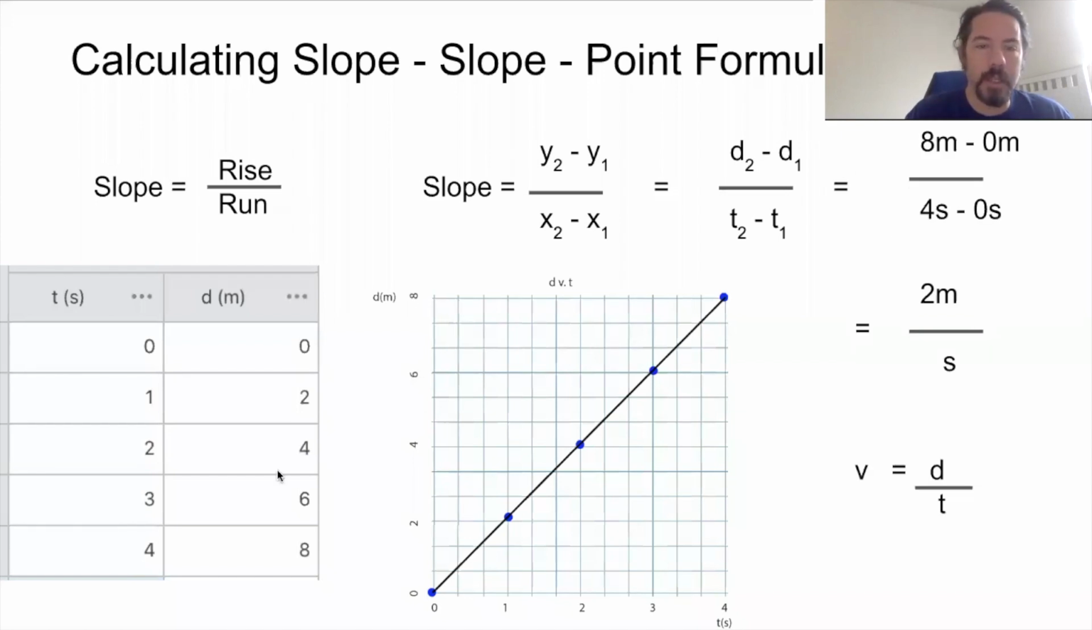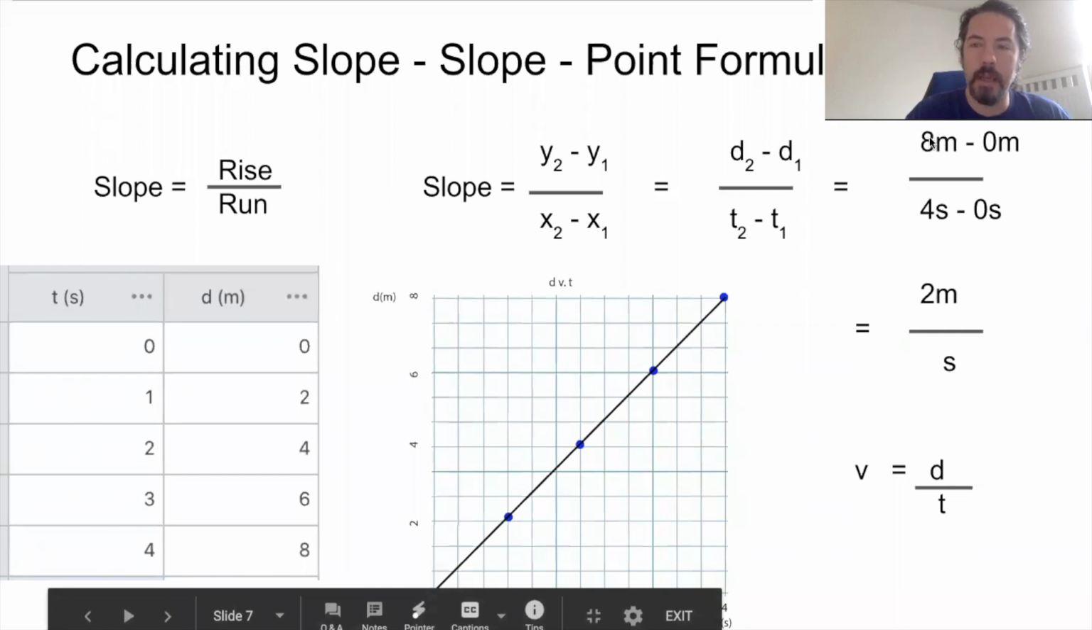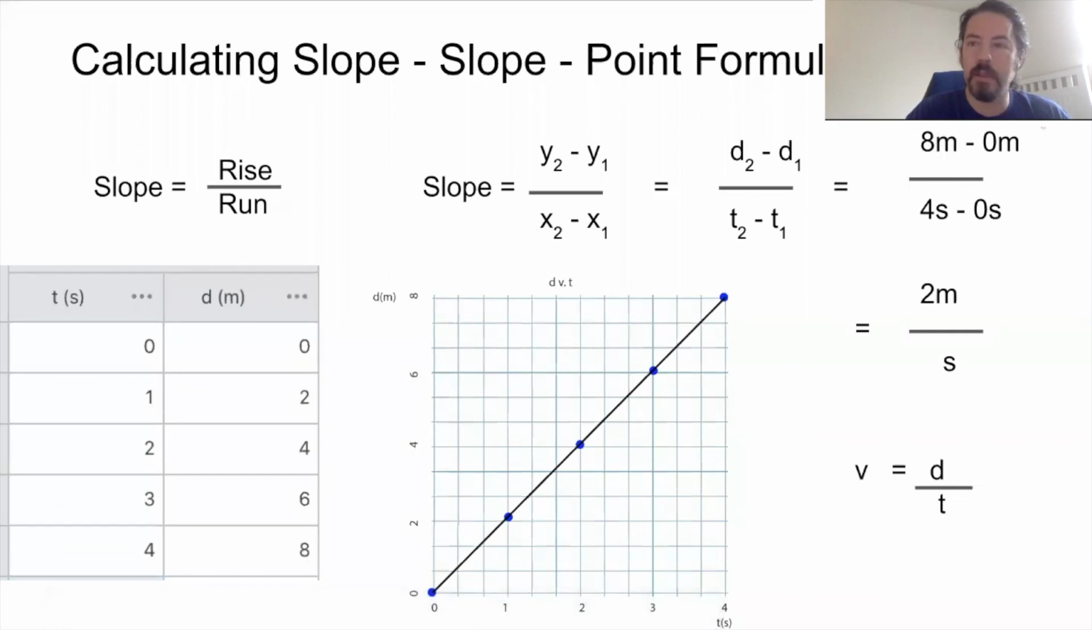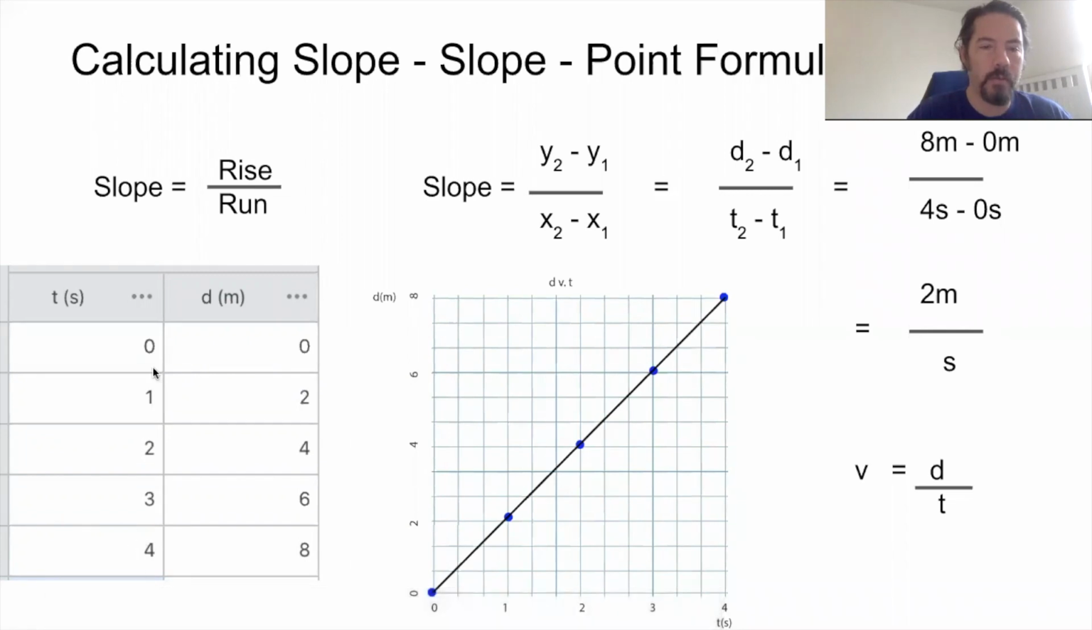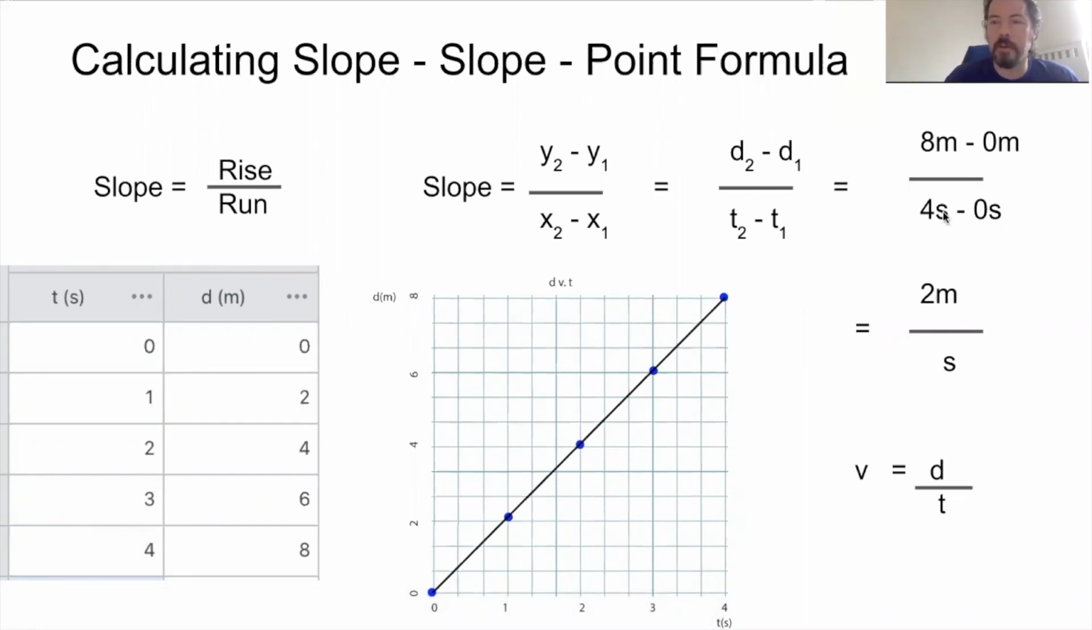So we plug in our numbers. We take the last point, D2, 8 meters. Notice that I put in the units, minus 0 meters, and then 4 seconds minus 0. So there's the 4 and 0. So 8 minus 0 divided by 4 minus 0, we then do our math. 8 minus 0 is 8, so we could write down the 8. 4 minus 0 is 4. 8 divided by 4 equals 2. But notice, meters divided by seconds. I kept the units, meters divided by seconds. So 2 meters per second, that actually shows us that this is indeed a velocity.